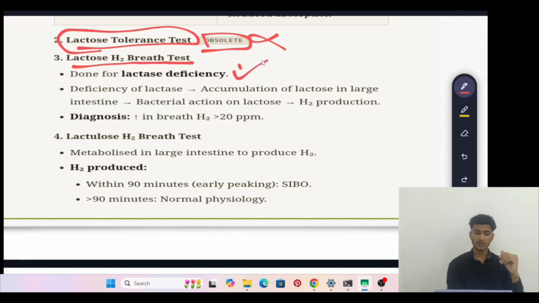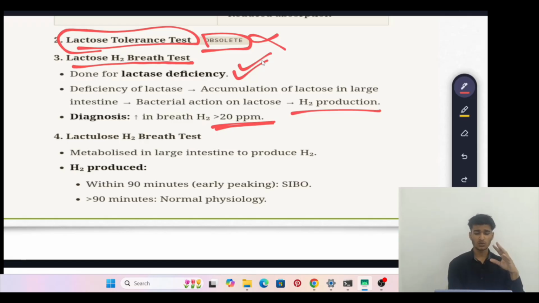The lactose H2 breath test is done in lactase deficiency. They will feed the patient with lactose. If he is suffering from lactase deficiency, the patient will produce H2 gas. If we find that the H2 gas is more than 20 ppm in the breath of the person, we will tell that okay, he is suffering with lactose intolerance. There is lactase deficiency in this patient.